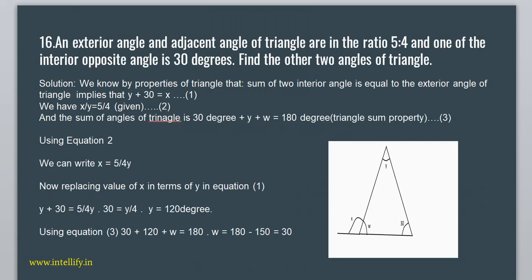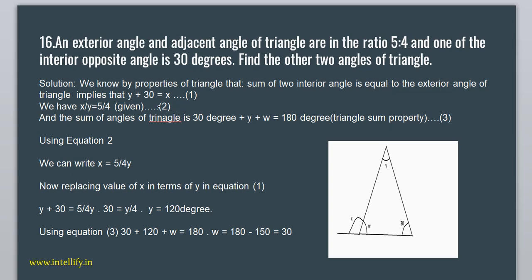We have in here an exterior angle and adjacent angle of a triangle in the ratio 5:4, and one of the interior opposite angles is 30 degrees. So we have to find the other two angles of the triangle. I have taken the exterior angle as x, the adjacent interior angle as y, and one of the angles that is given here is 30, and the other angle which we have to find is w.